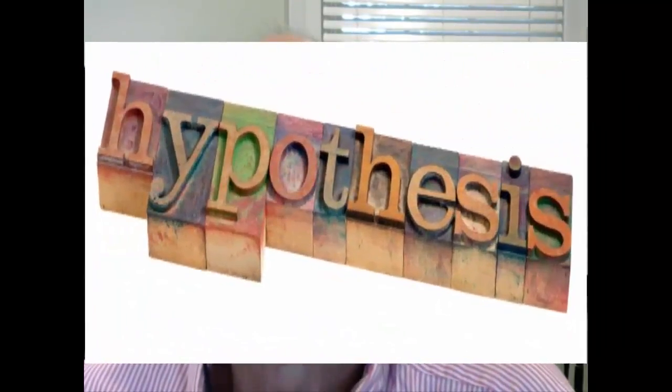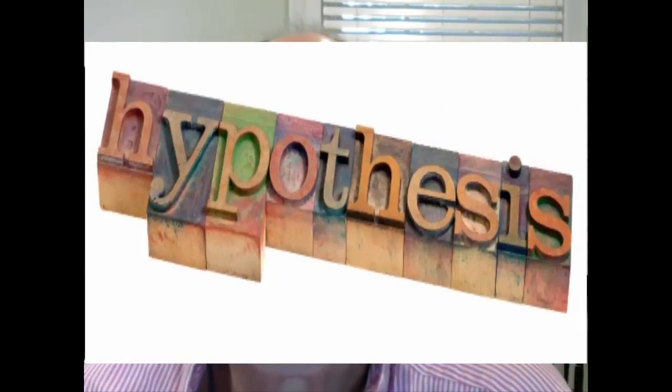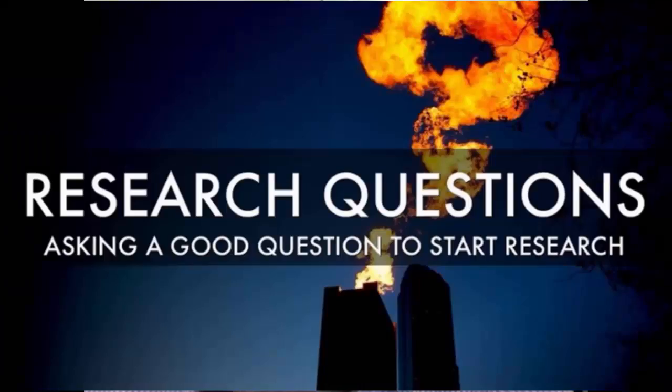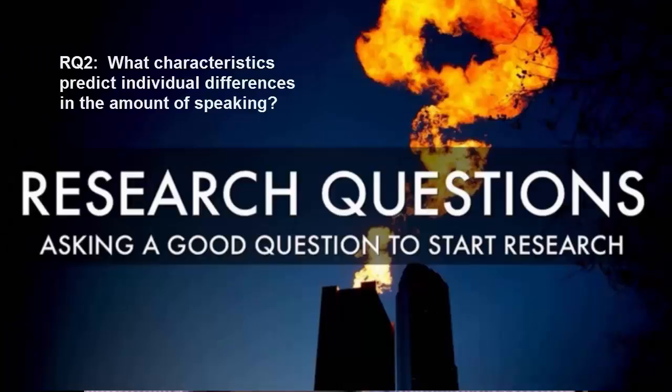Variables must be explicitly stated within either a directional hypothesis, women speak more than men, or a less certain research question, which is merely a hypothesis converted into a non-directional question. Do men and women differ by amount of speaking? Sometimes vague about which independent variables exert the most influence. What characteristics predict individual differences in the amount of speaking?